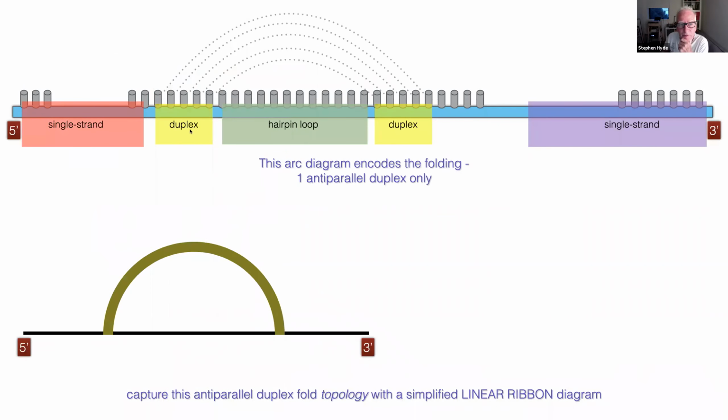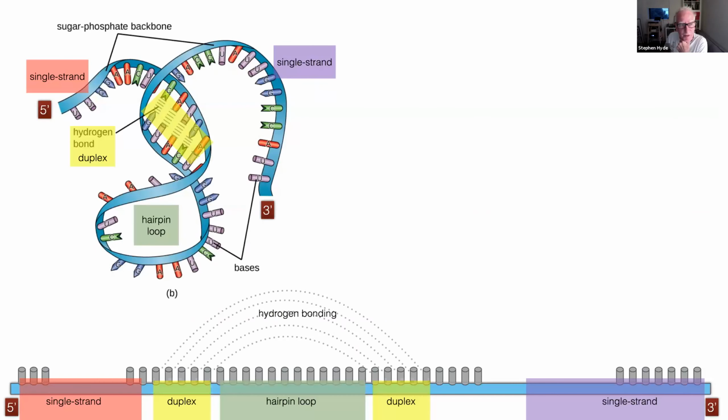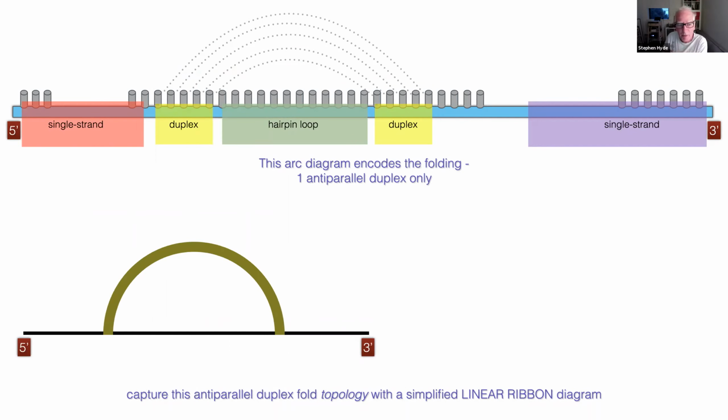So we're going to simplify that whole picture topologically to just a single arc. We're going to condense all these arcs, collapse them all into one single arc. And we're going to capture that very simple fold topology, which is essentially, for my purposes, just a single duplex by a single arc. So that's what I'll just call a linear ribbon diagram. So we have, and I'm going to call this, an annular ribbon.